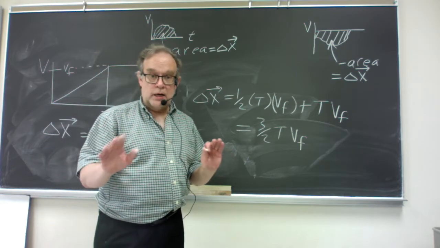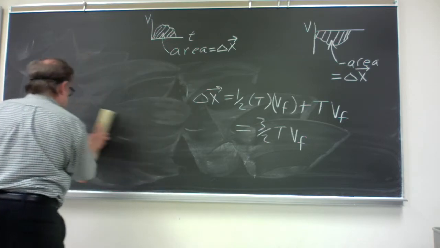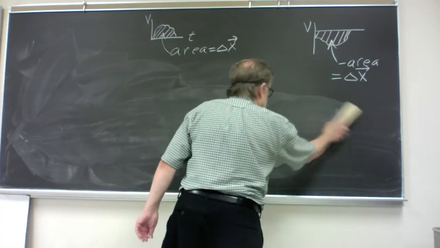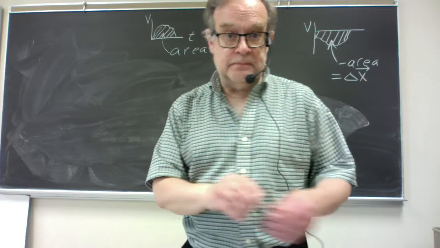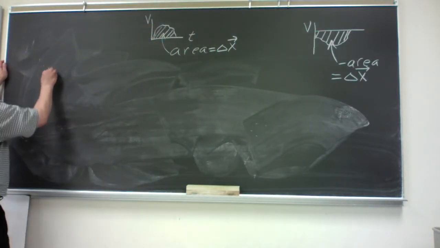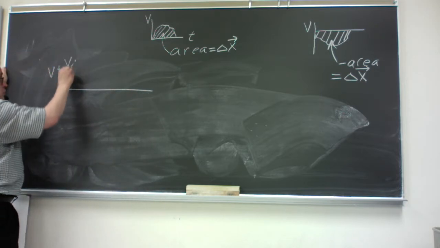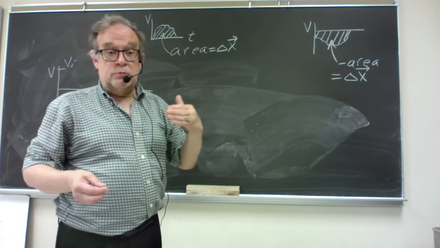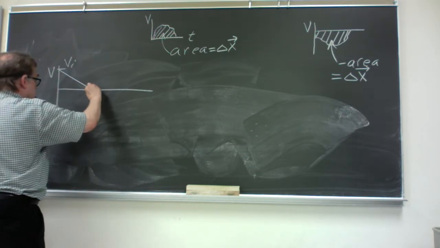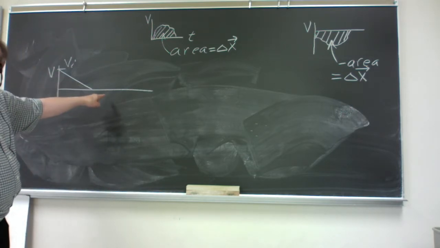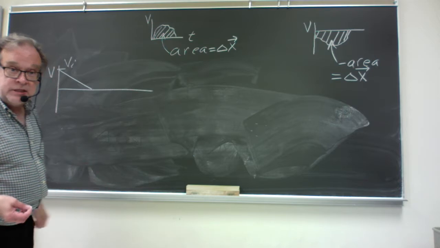Now let's look at a slightly more complicated example. Slightly more complicated because in this case we have some positive velocity followed by some negative velocity. So we start out at some initial velocity and the object moves in a positive direction but slows down to a stop. The velocity is always positive, but it's decreasing, and eventually it gets to zero velocity at, let's say, t seconds.